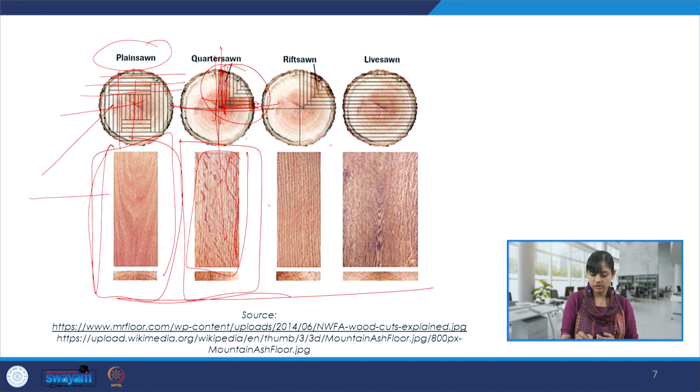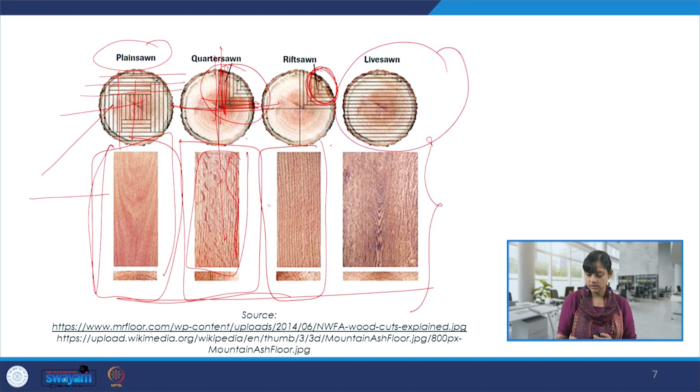This one is a rift sawn. This is the detail over here in drawing, and then how it will appear. And this is the live sawn, and this is the appearance. So based on how we are cutting, there will be a certain appearance that you will get in your surfaces or sections, and how you are utilizing timber for your project.